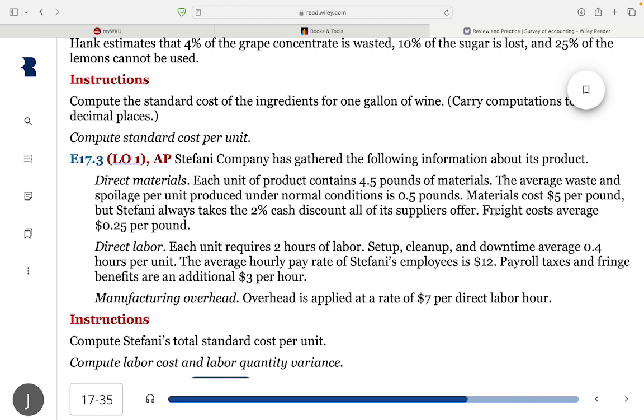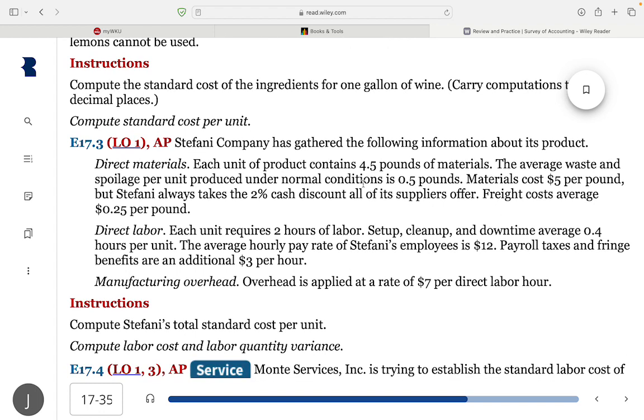Now let's go to direct labor. Direct labor, each unit requires 2 hours of labor. However, setup, cleanup, and downtime average 0.4 hours per unit. So for instance, our employees are not going to be working nonstop. In other words, when they first get there in the morning, they're going to have to set up. And at the end of the day, they're going to have to clean up. And they're not going to do that for free. We're going to pay them for that. So we're going to have to include that in the total manufacturing time.